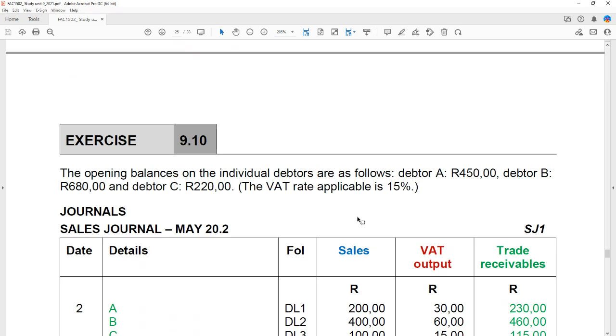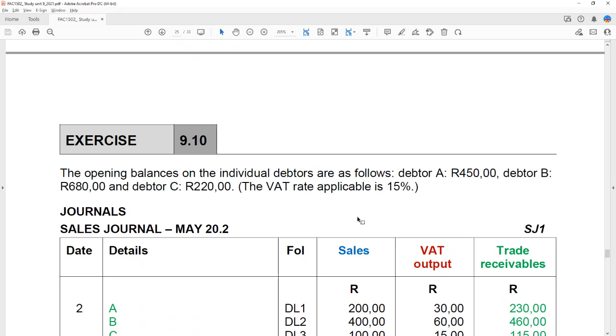Now, first we look at the information provided. The opening balances on the individual debtors are as follows. Debtor A is 450 Rand, debtor B 680 Rand, and debtor C is 220 Rand. The VAT rate applicable is 15%.